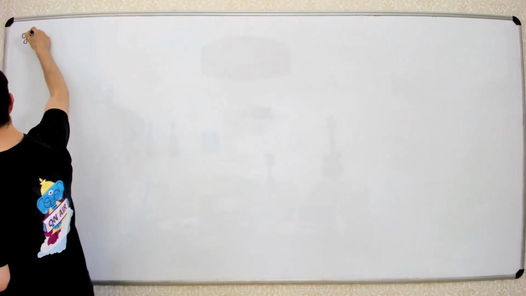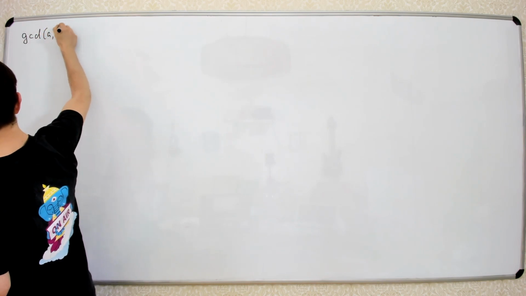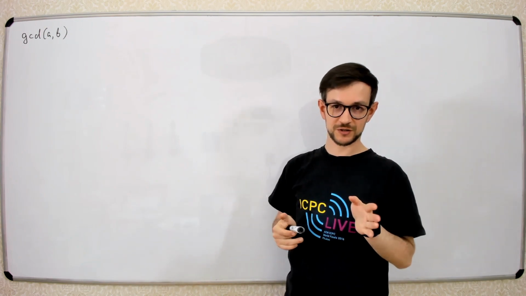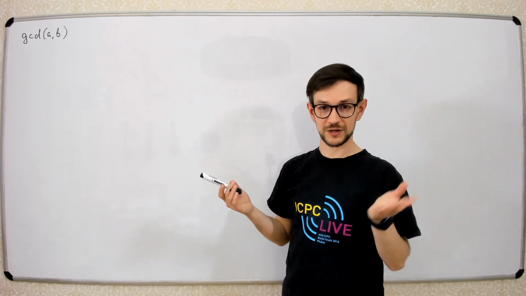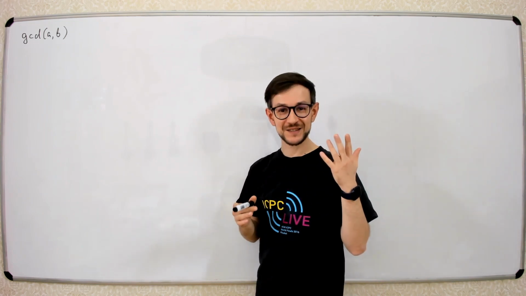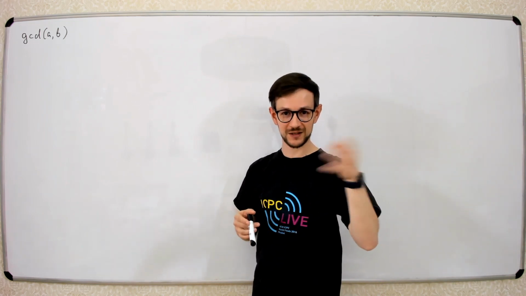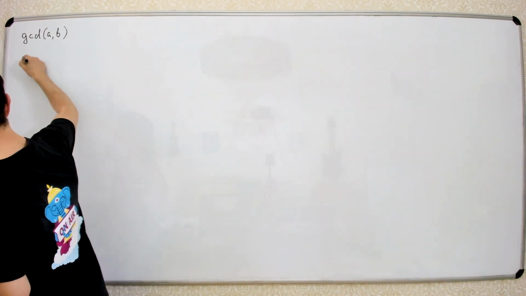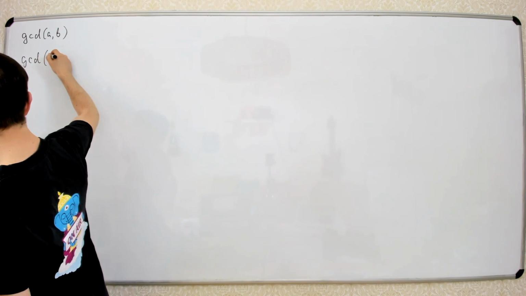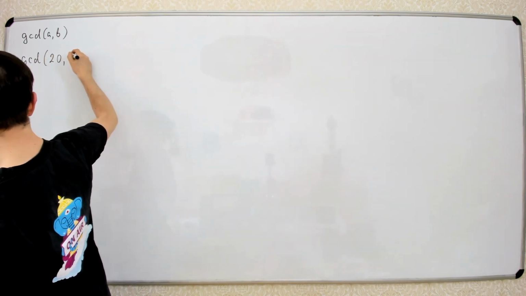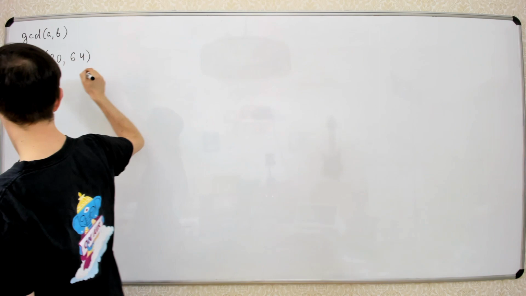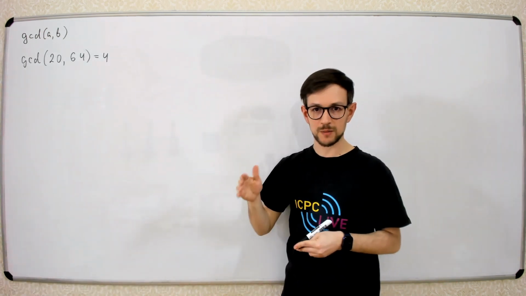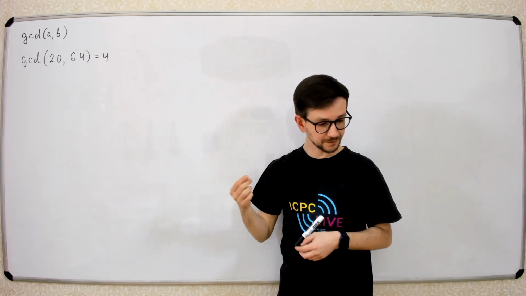So, say GCD of A and B. The greatest common divisor of two integers is, as the name suggests, the greatest number which divides both A and B. For example, let's say GCD of 20 and 64. It will be 4, right? So 4 is the biggest number which divides both 20 and 64.